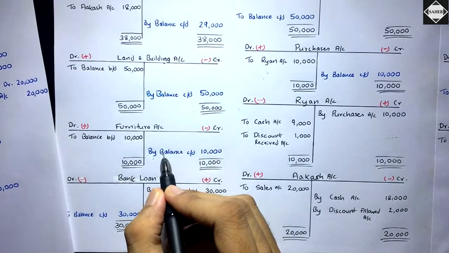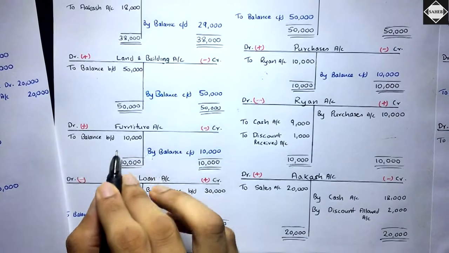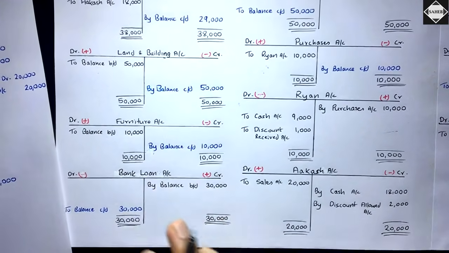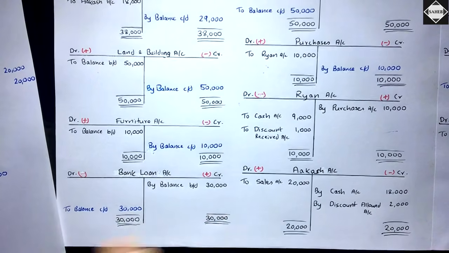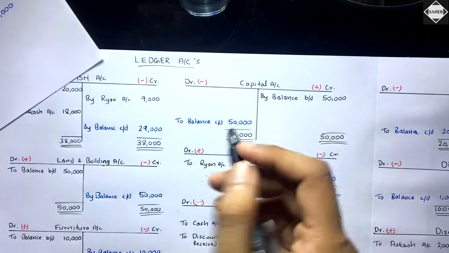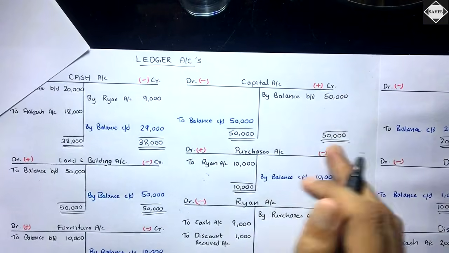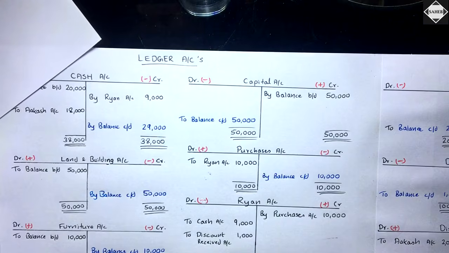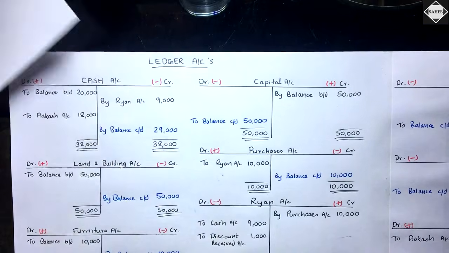And you have to balance these accounts. In the furniture account, only this opening balance of 10,000 is there, so that will be the closing balance at the end of the year. By balance carried down 10,000. In the bank loan also, the closing balance goes on the opposite side, to balance carried down. Then the capital also, same way you have to balance it out, to balance carried down 50,000. The bigger side on both sides, you know how to do the balance. We have been seeing that in the past 2 videos. Clear? You understood that. Now in the cash account I didn't balance because there are many transactions there, so we'll see that later.